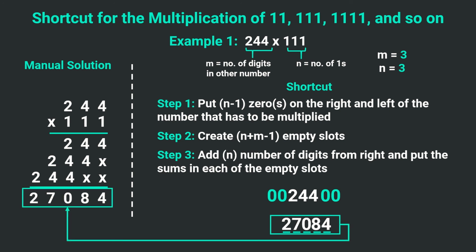And this time you witnessed that in our manual calculation the time keeps increasing with the number of ones in the number. So this was our shortcut for the multiplication of numbers with a series of 1, that means 11, 111 or 1111 and so on.